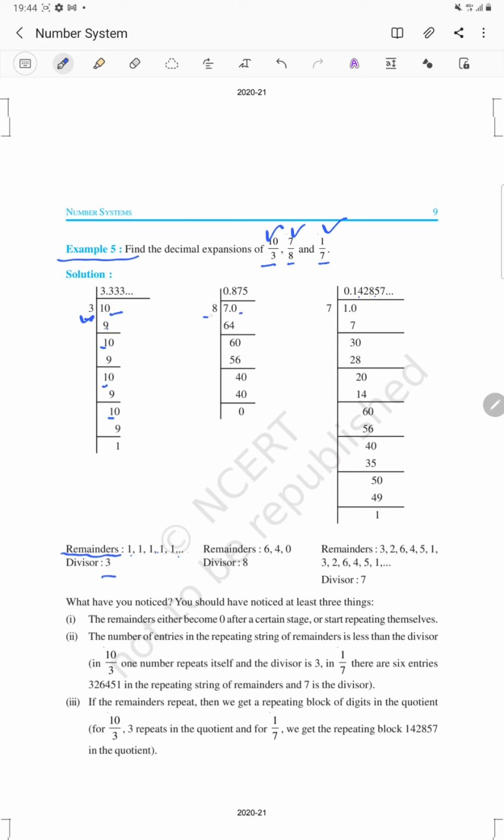Now in the second case, our divisor is 8. The first remainder is 6, the second is 4, and the process stops when the remainder comes 0. So in this case the division stops. In the third and the last case, when we are dividing by 7, we see it goes to 1, 7 ones are 7, then remainder 3, then 2, then 6, then 4, then 5 and 1.